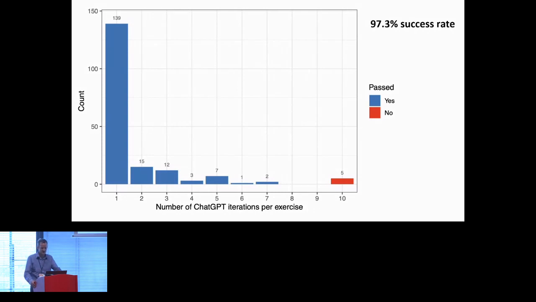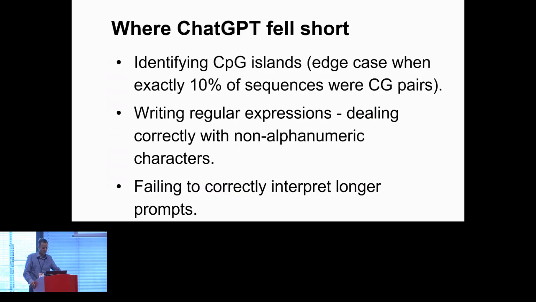You can see the 5 there on the right, so let's talk a little bit about those. One of these exercises was one where the code needed to identify CpG islands, and it did a pretty good job, but there was one edge case where exactly 10% of the sequence was CG pairs, and it struggled for some reason to figure that out.